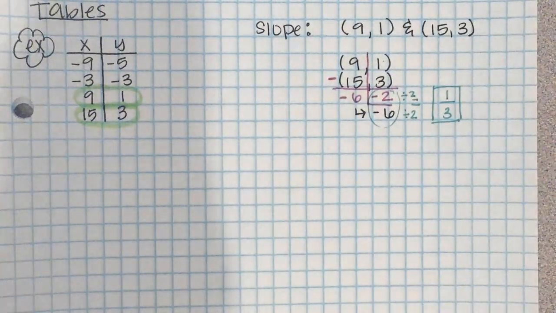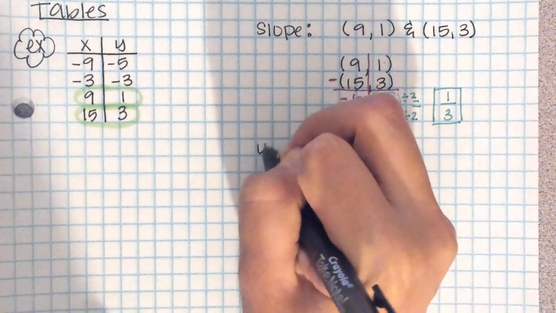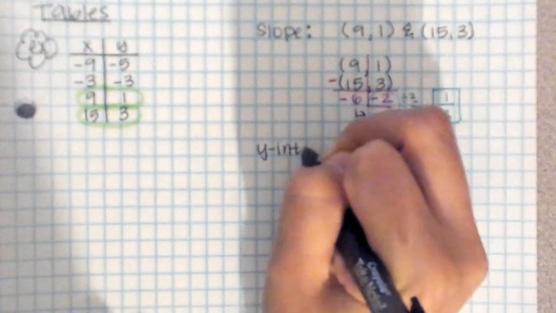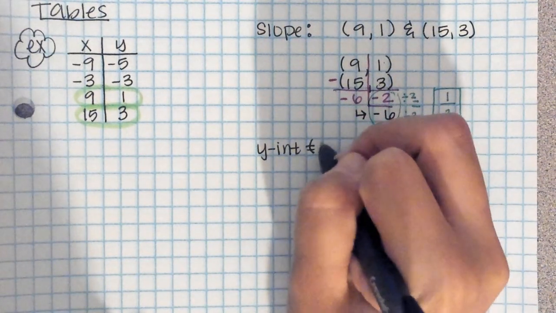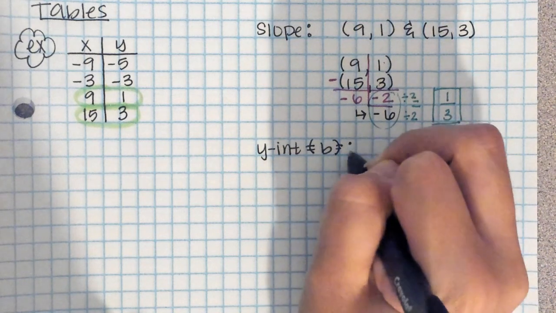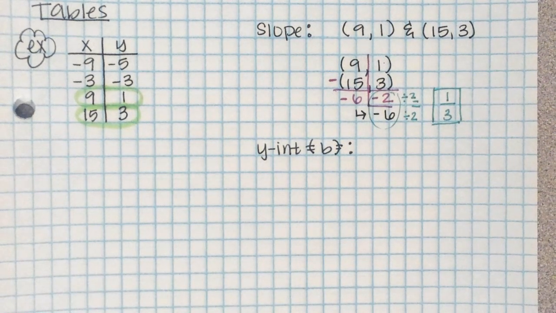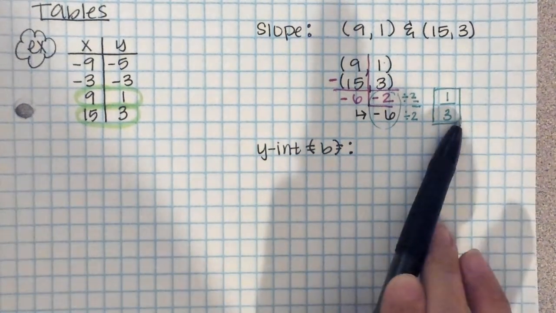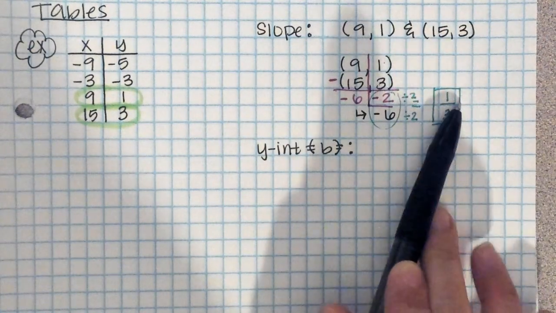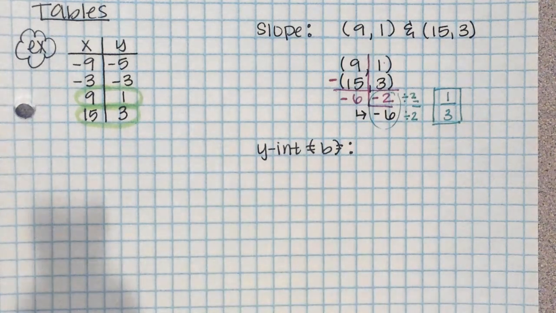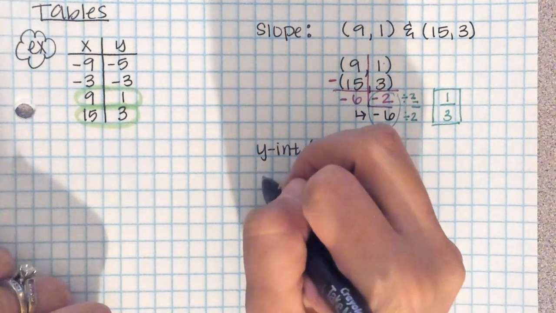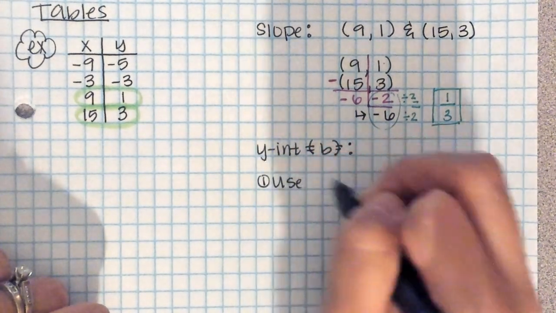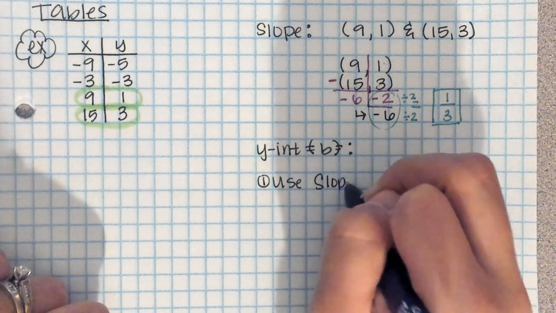For my y-intercept. Remember, our y-intercept is the same thing as b. So because it's b, and because I know my slope is m, I have mx and b. I can use my slope-intercept form. So step 1, use slope-intercept form.